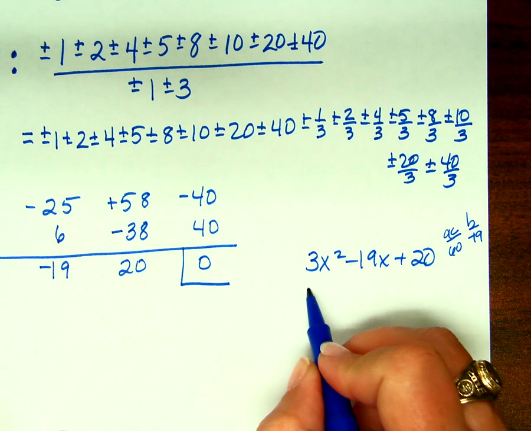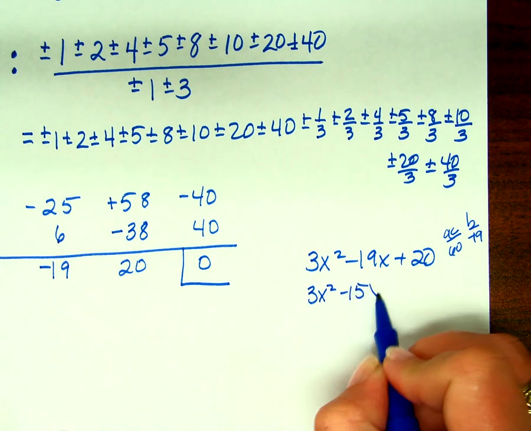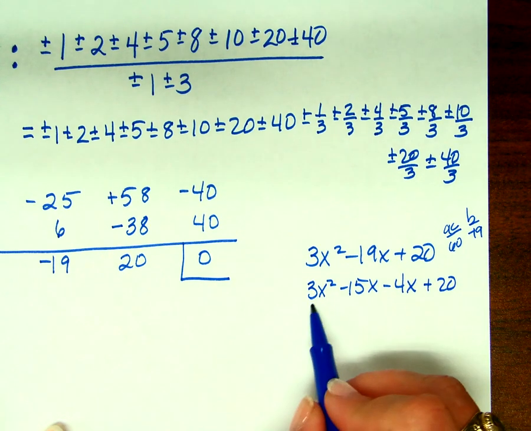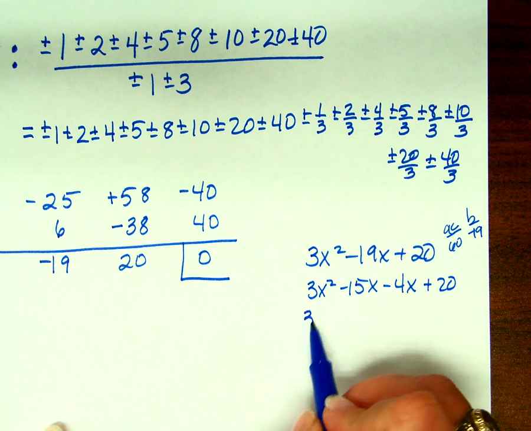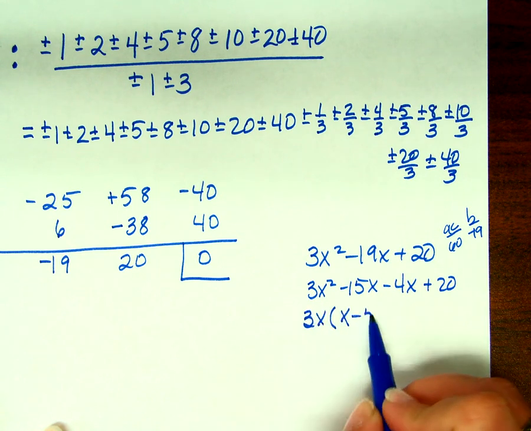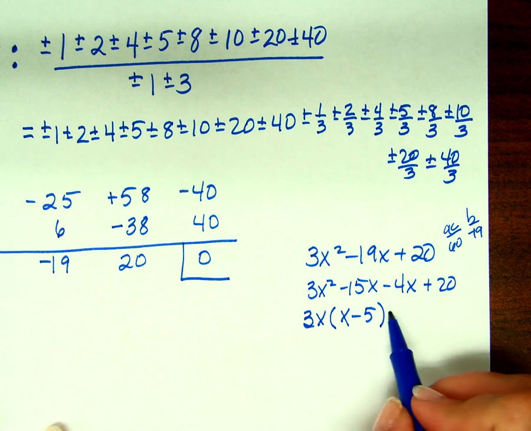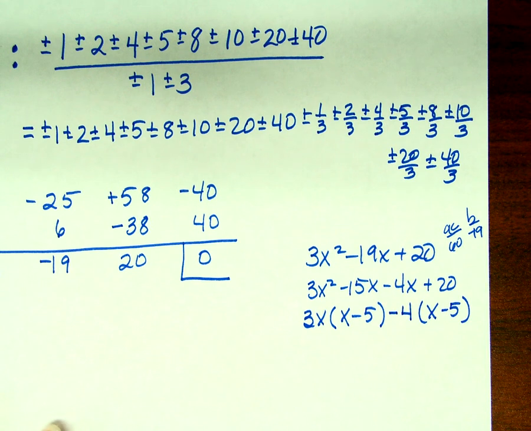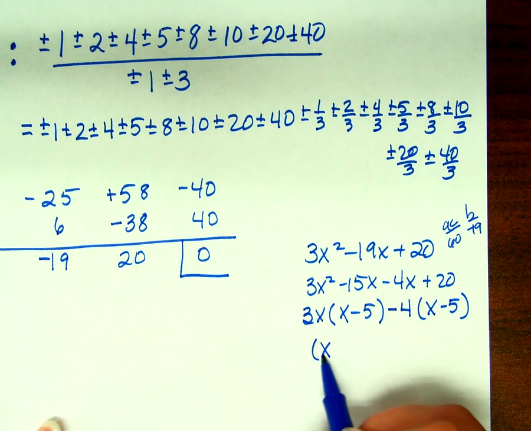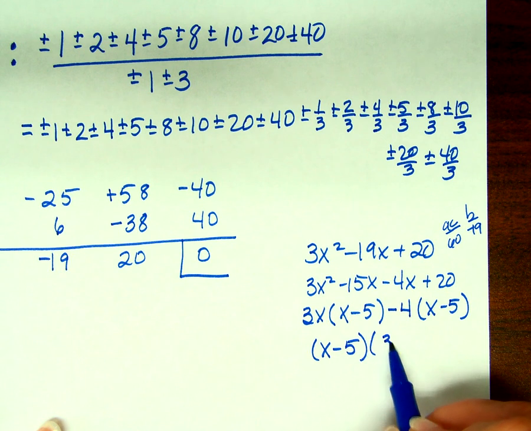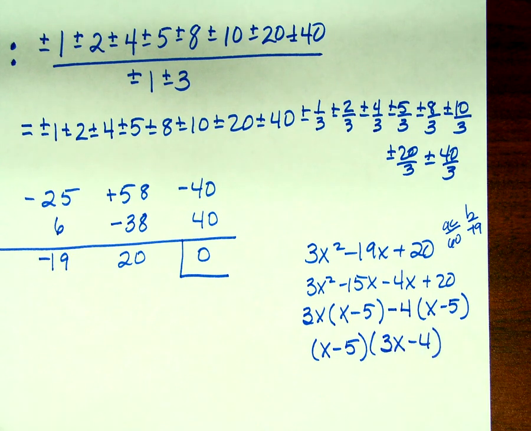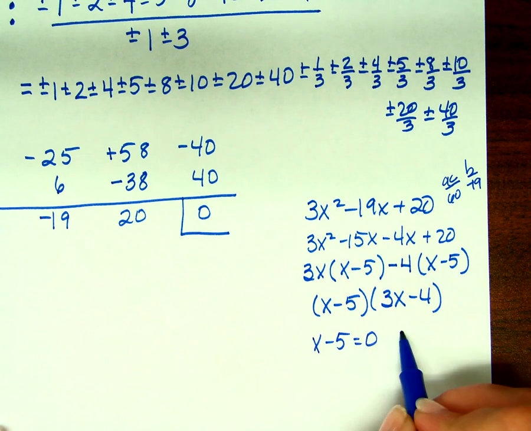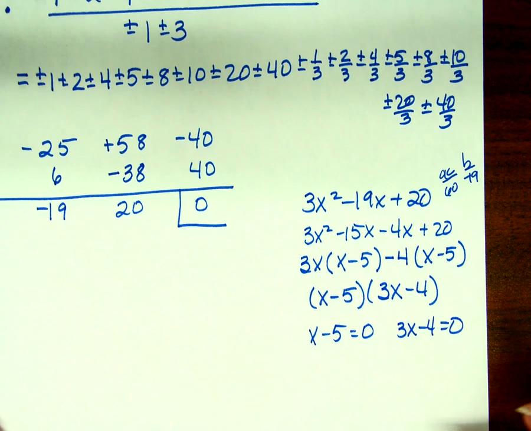Perfect. So 3x squared minus 15x minus 4x plus 20. Right? What's common in the first 2? 3x, so x minus 5. What's common in the last 2? Negative 4, so x minus 5. So what's common? X minus 5, and what's left? Okay, so my zeros would be x minus 5 equals 0 and 3x minus 4 equals 0.